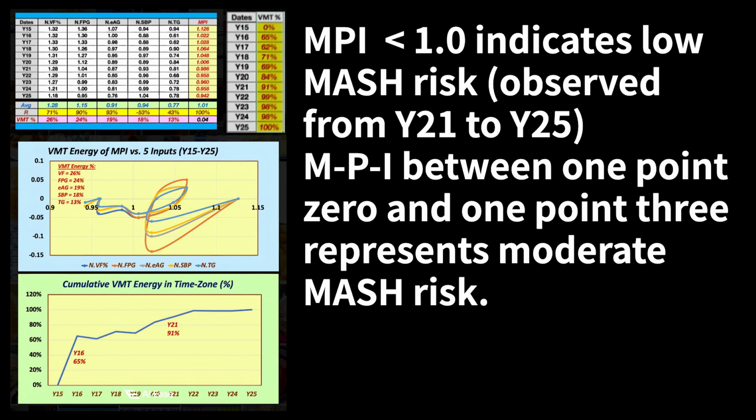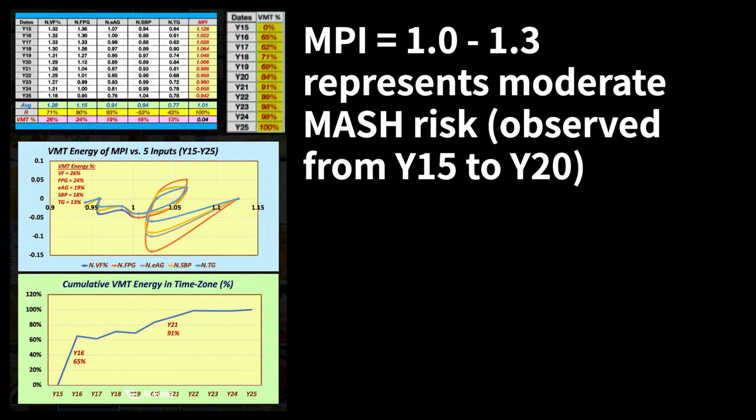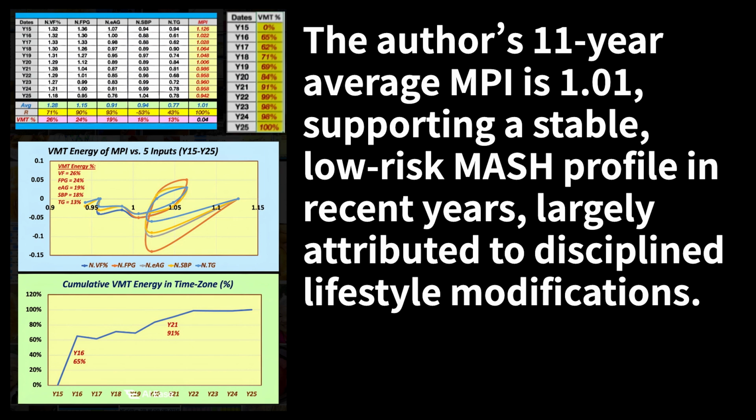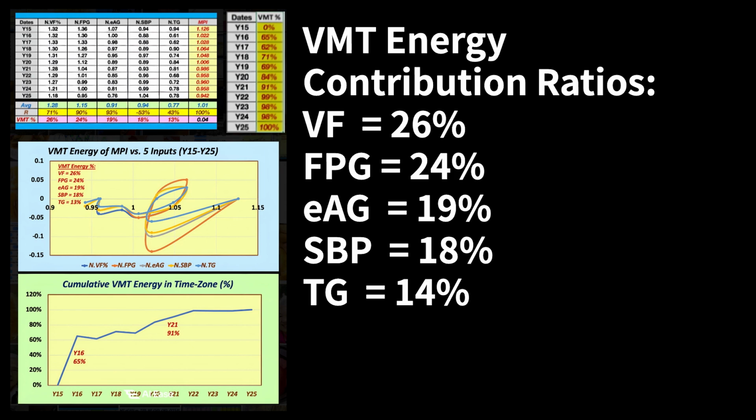MPI interpretations. MPI less than 1.0 indicates low MASH risk, observed from Y21 to Y25. MPI between 1.0 and 1.3 represents moderate MASH risk, observed from Y15 to Y20. MPI greater than 1.3 suggests high MASH risk with potential hepatic inflammation or fibrosis. Not observed in this case. The author's 11-year average MPI is 1.01, supporting a stable, low-risk MASH profile in recent years, largely attributed to disciplined lifestyle modifications. VMT energy contribution ratios.